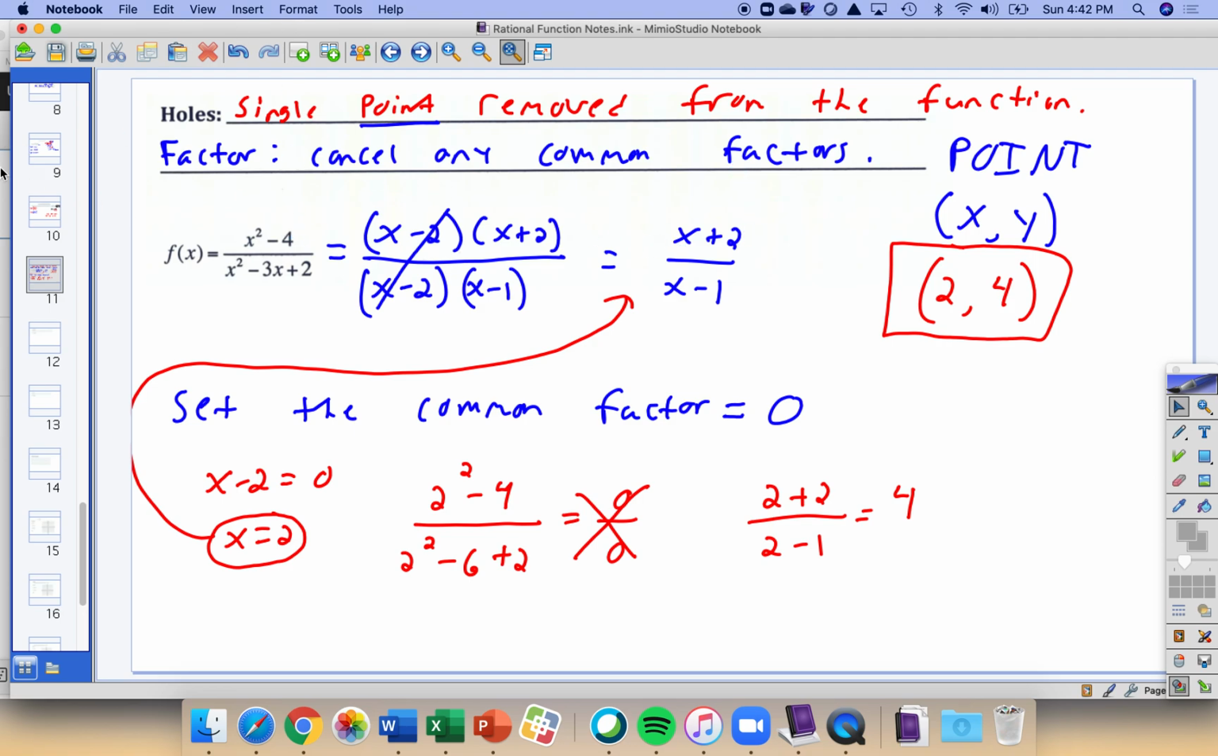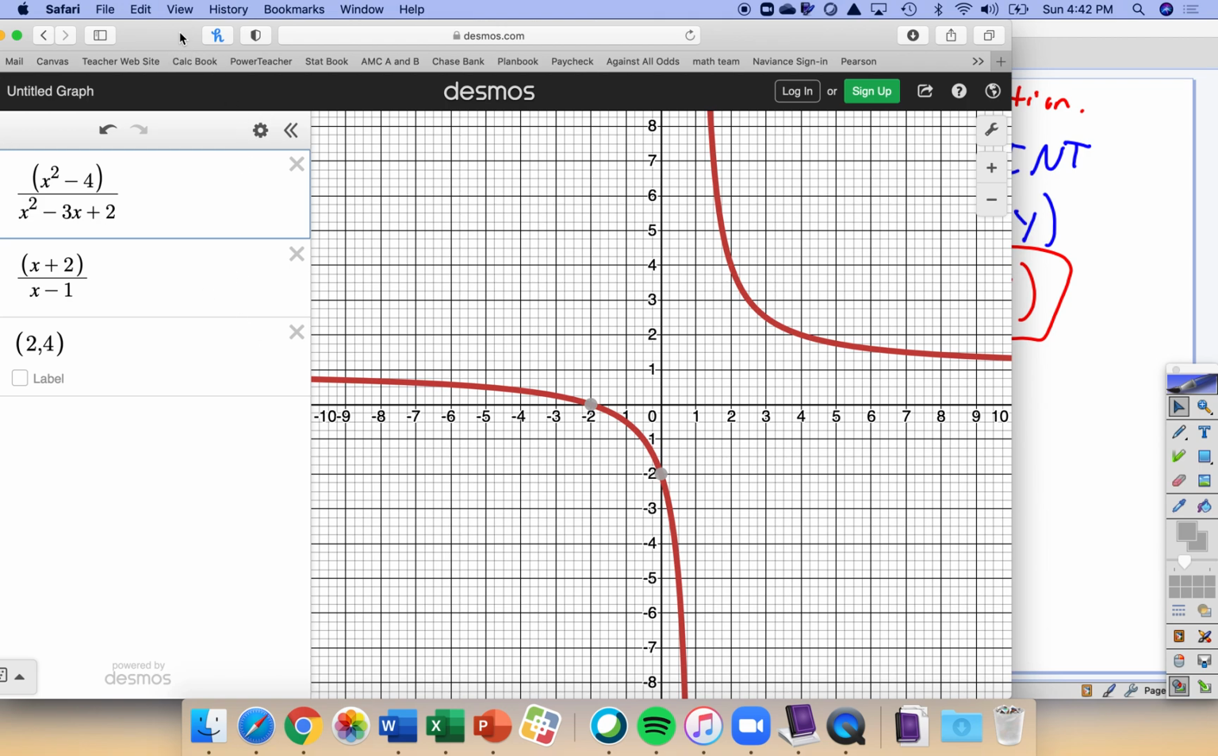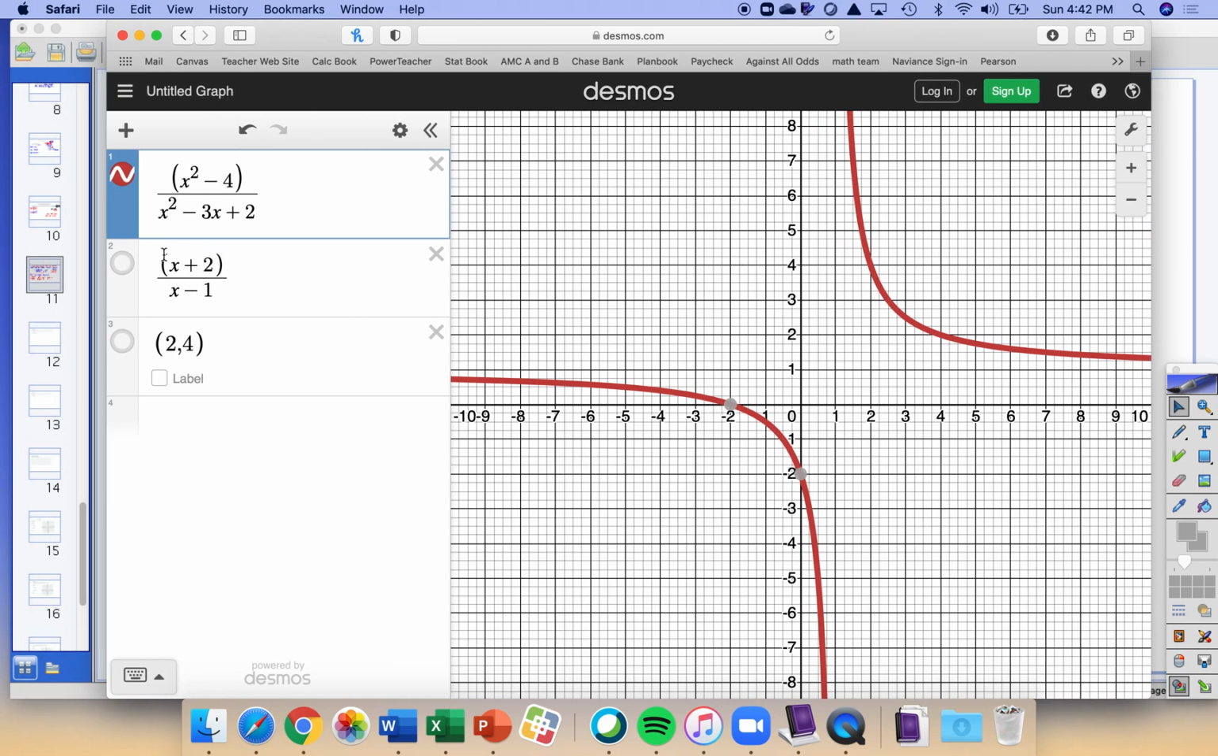What you'll notice is that I also have graphed the simplified version. When I graph the simplified version, you'll see the simplified version is the blue version. The red version is the original function. And what you'll notice is they are the exact same function. And that is because they are equal to one another. The only difference is that this blue function doesn't have any holes. Only my original one does.